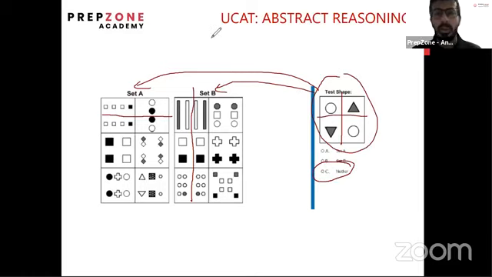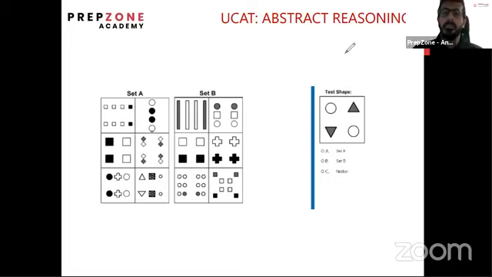So this is how a typical abstract reasoning question would look like. This is one type of question. There are 4 other types of questions as well that you'll have to work on.